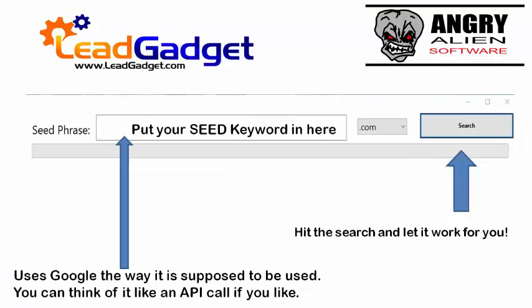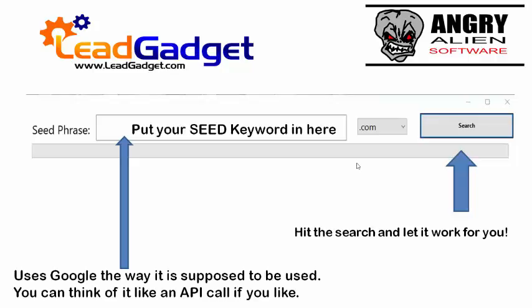Let me break it down. The keyword and your seed phrase goes right in here. Yes, if you wanted to check a certain site with a .com or a .net or whatever, I believe that's still going to be working on all three levels, but it doesn't matter. When you put your seed phrase in, you're golden. You hit the search and let it work for you.